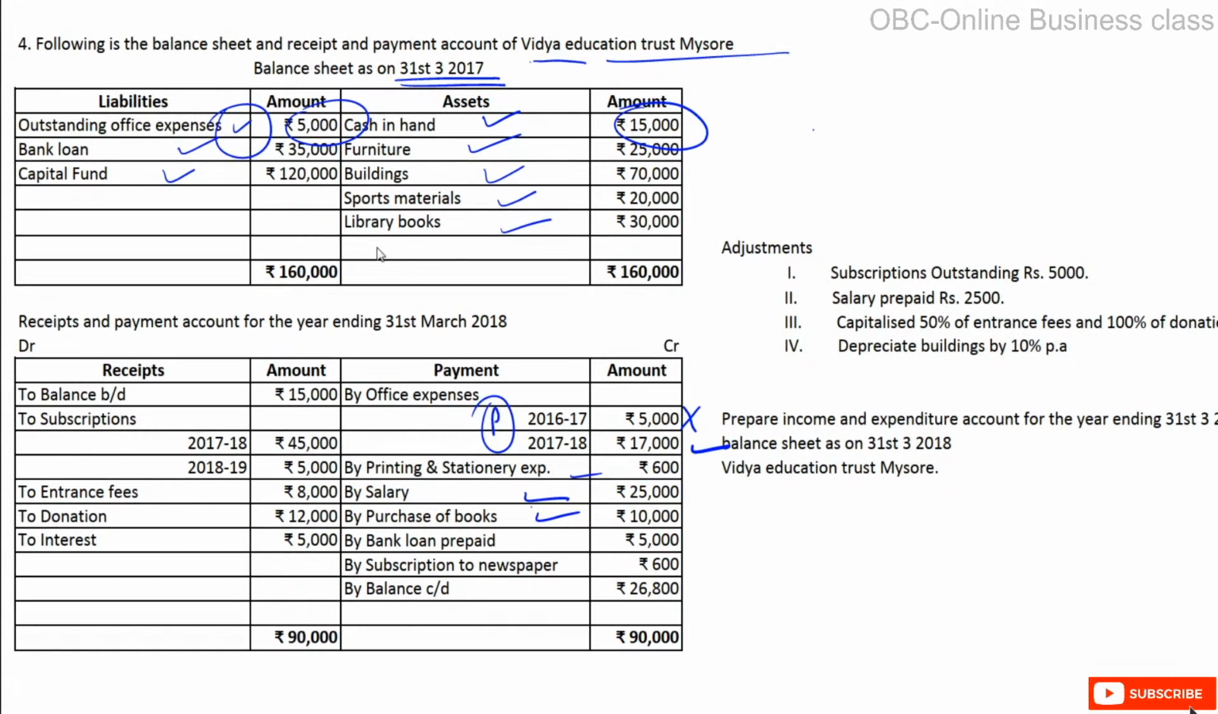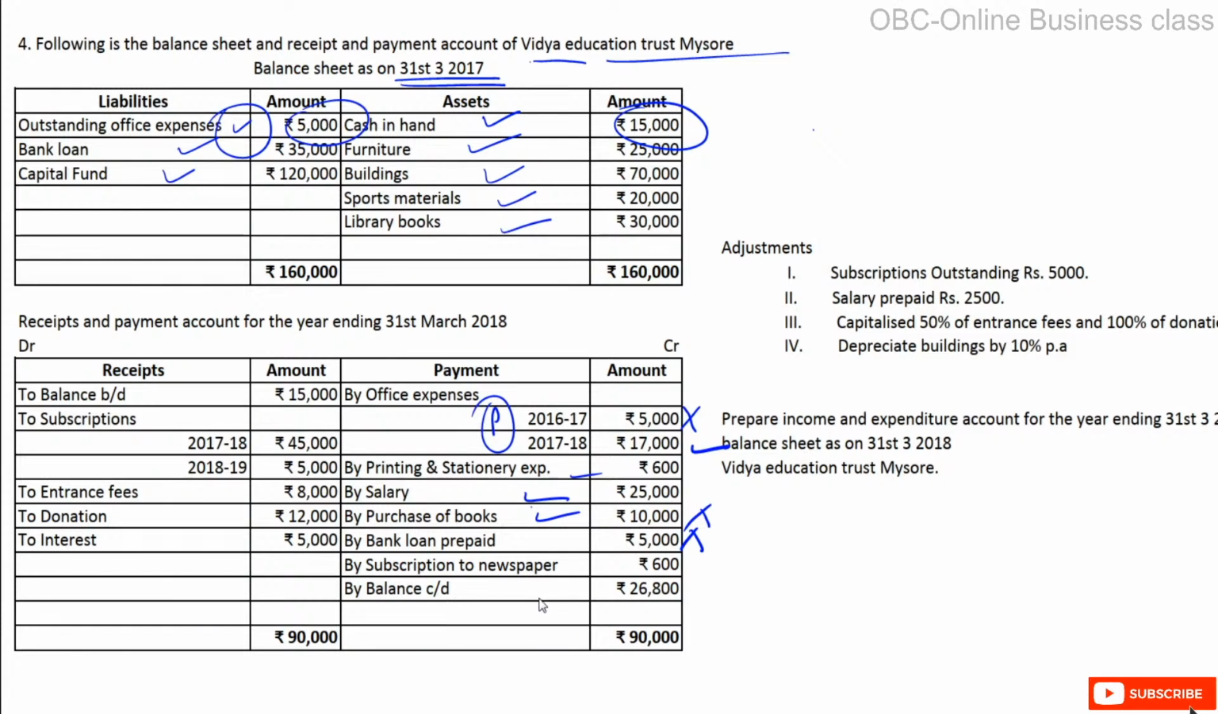Next is bank loan repaid. Here this bank loan is also a capital expenditure, that's why we are not making an entry in these two. Entry won't be appearing in income and expenditure account: purchase of book and bank loan repaid.